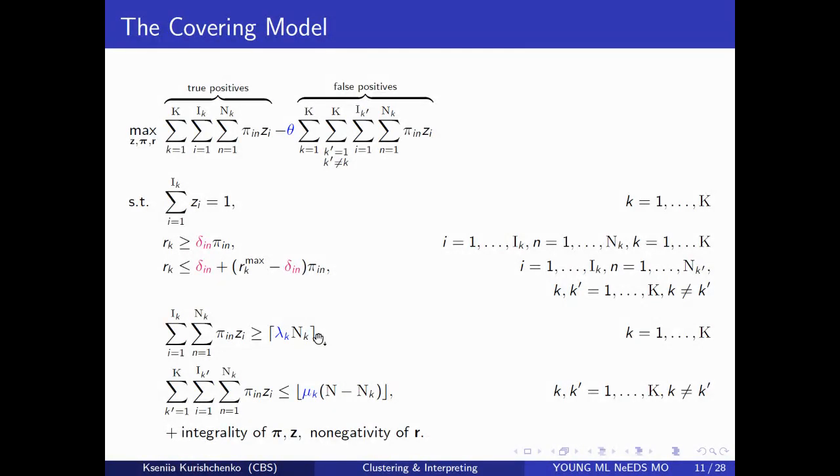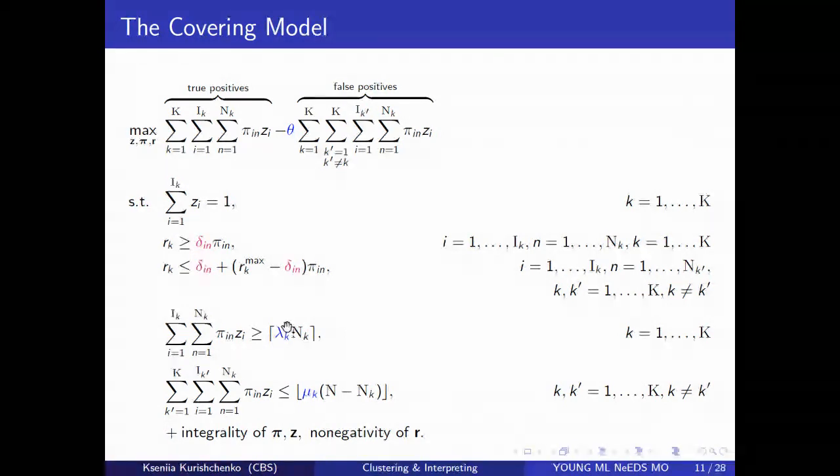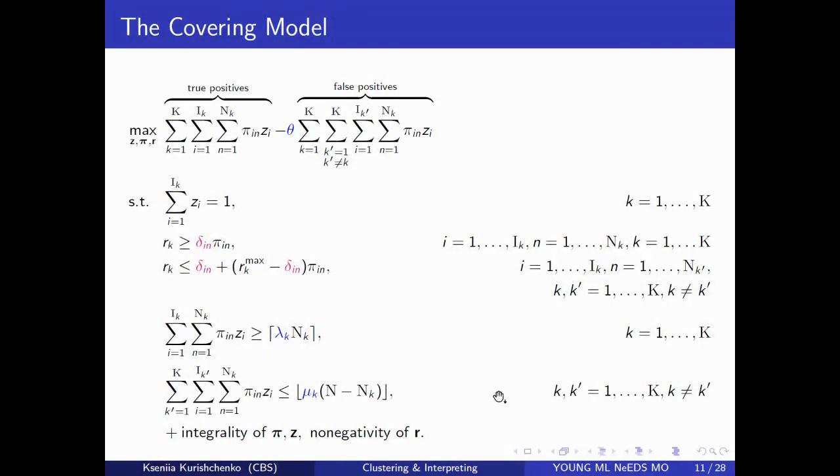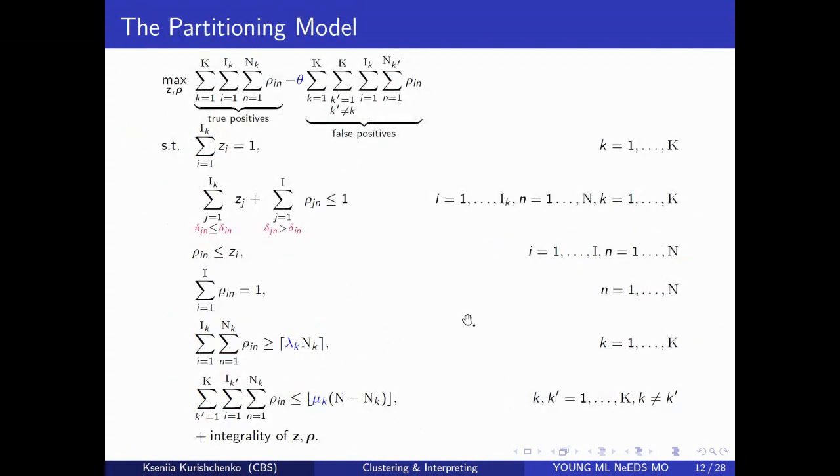So what does it mean? For example, we have clusters, and we want to be sure to have 80% true positives and 20% false positives. Then we can do it with these two constraints. Okay, so the second model was the partitioning model.